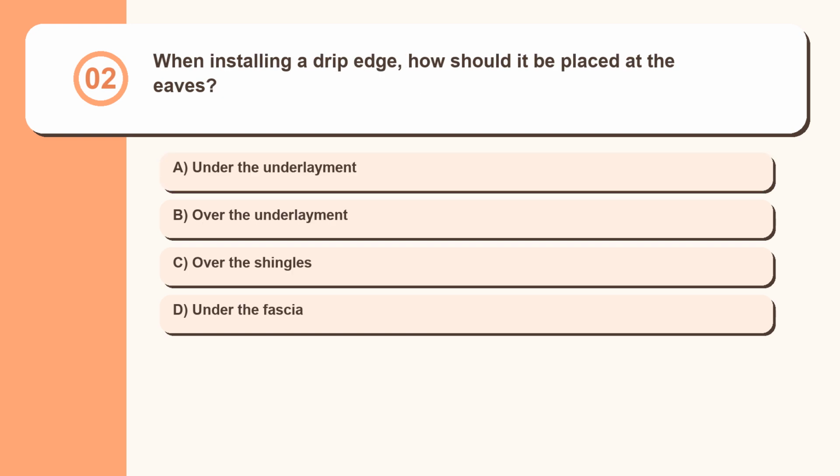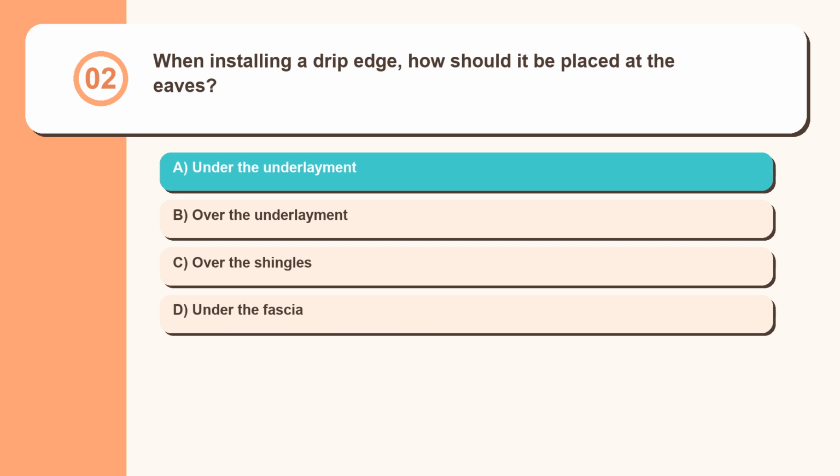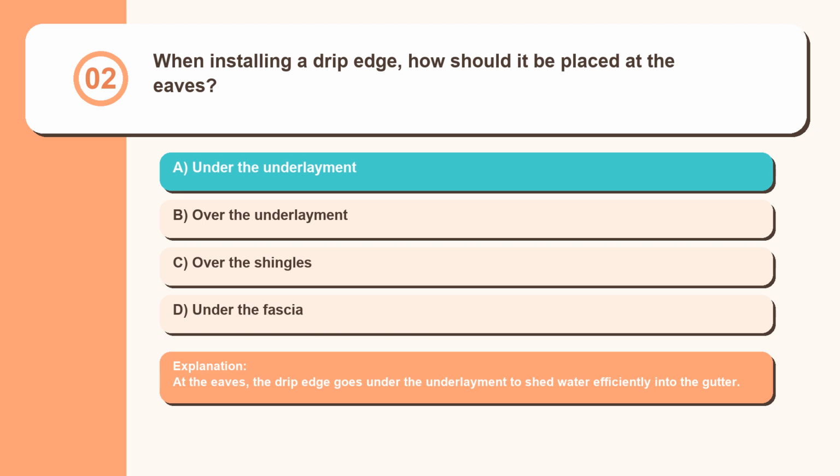Question 2. When installing a drip edge, how should it be placed at the eaves? Under the underlayment, over the underlayment, over the shingles, under the fascia. At the eaves, the drip edge goes under the underlayment to shed water efficiently into the gutter.